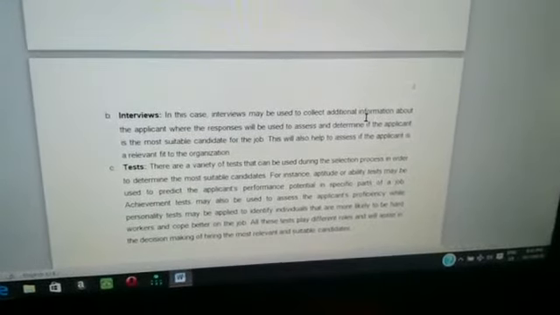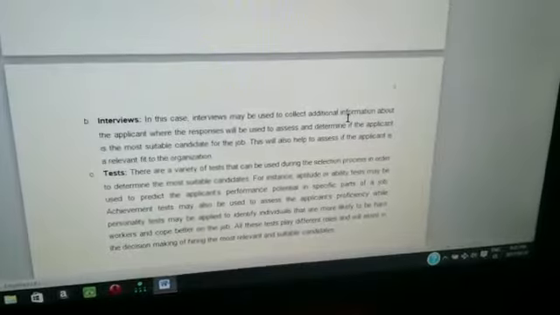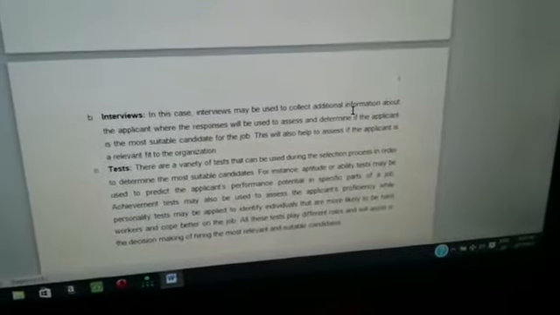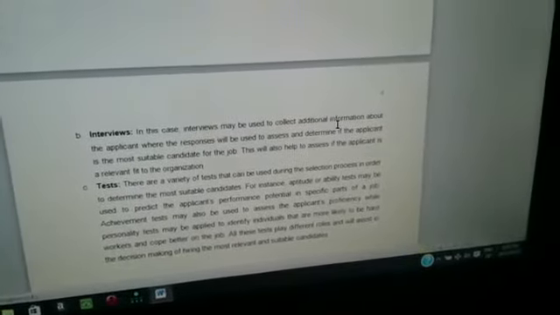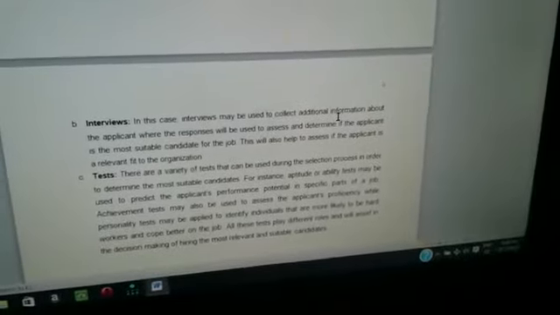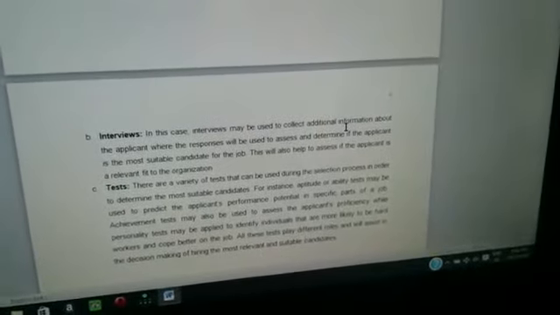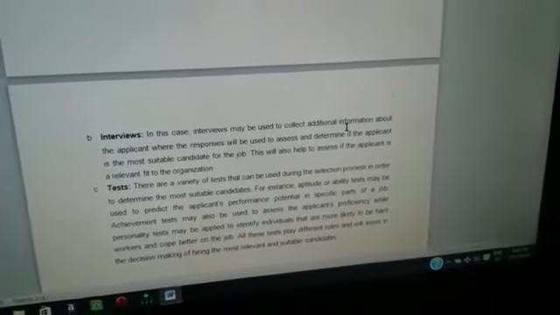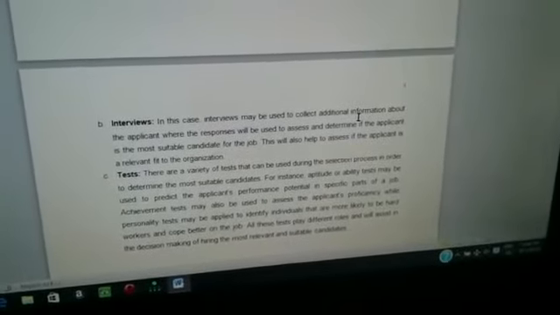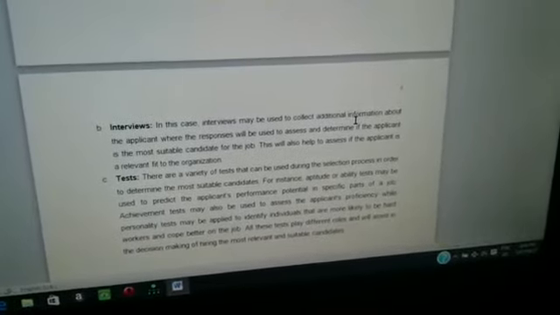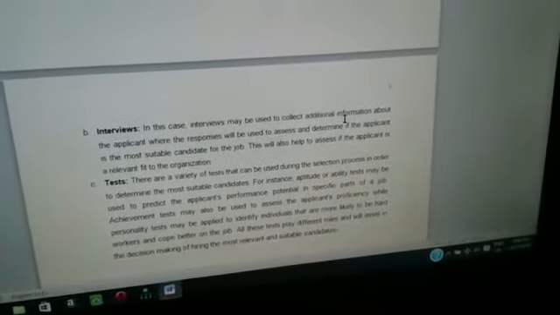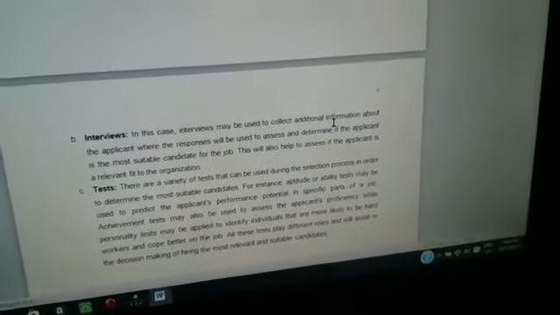Then we also have tests. There are a variety of tests that can be used during the selection process in order to determine the most suitable candidates. For instance, an aptitude or ability test may be used to predict the applicant's performance potential in specific parts of a job. An achievement test may also be used to assess the applicant's proficiency, while a personality test may be used to identify individuals that are more likely to be hard workers and cope better on the job. All these different tests play different roles and will assist in the decision making of hiring the most relevant and suitable candidates.